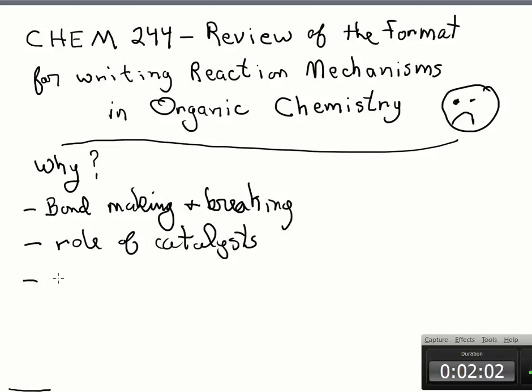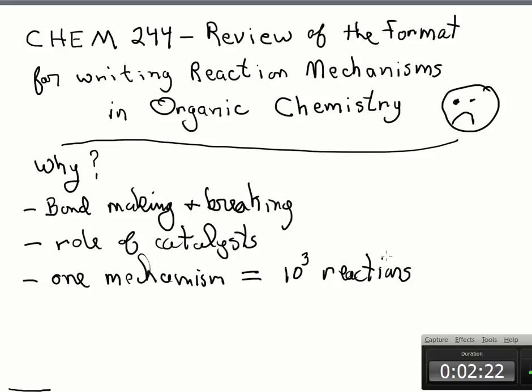Also, by understanding one mechanism very clearly, the mechanism for one general type of a reaction, this leads to an understanding of literally thousands of different organic reactions. For example, acid-base reactions are critically important in organic chemistry. If you understand the mechanism of one organic acid-base reaction, you literally understand thousands, if not tens of thousands or millions of different reactions.